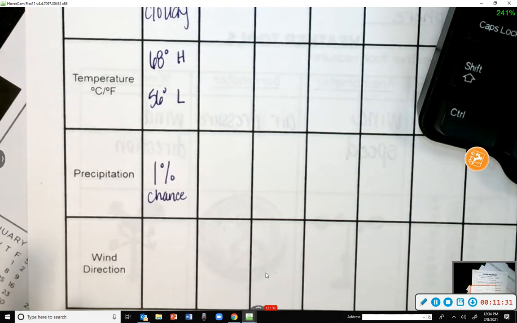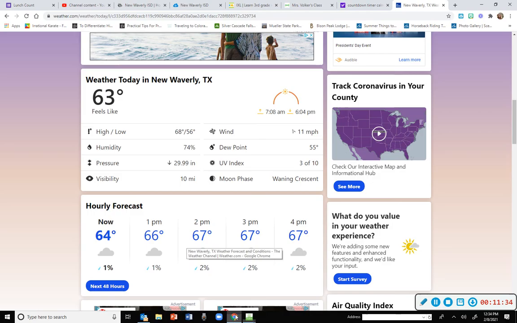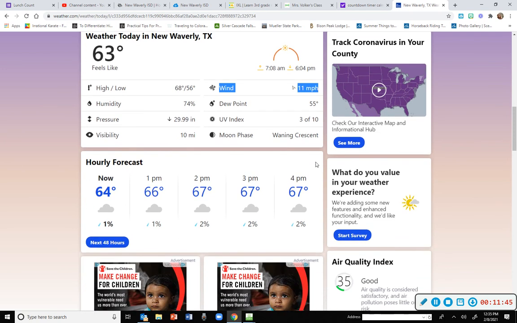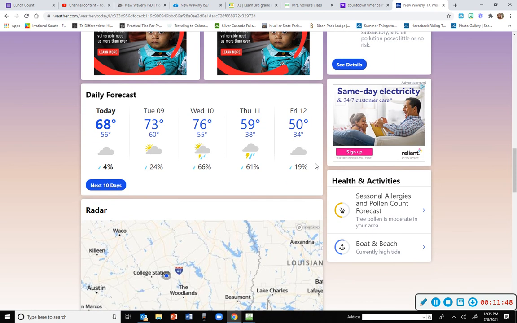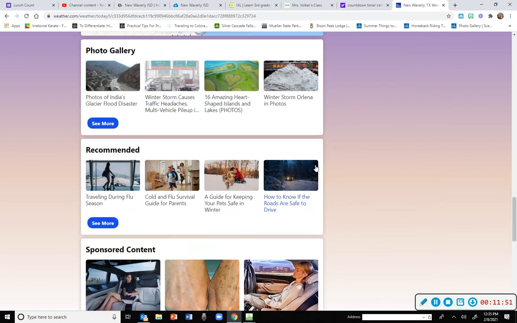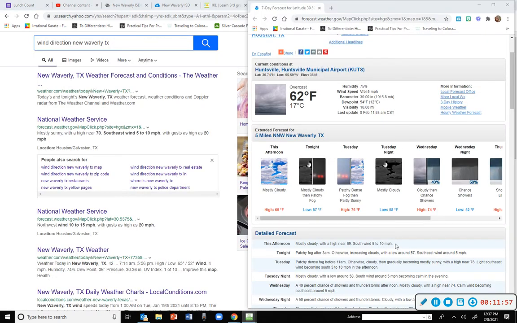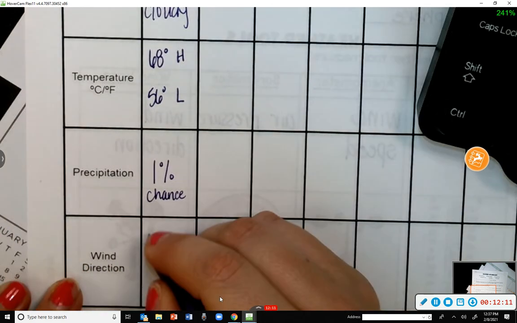Wind direction. Okay, so let's go back to our weather website. And we see the wind is 11 miles per hour. Y'all see right here? Yes. Okay, so the direction, I don't see it on this website. So let's see if we can find something else. Okay, so we found the wind for this afternoon. It says mostly cloudy with a high near 69, south wind 5 to 10 miles per hour. So we can say for the wind direction on our chart, we would say south.